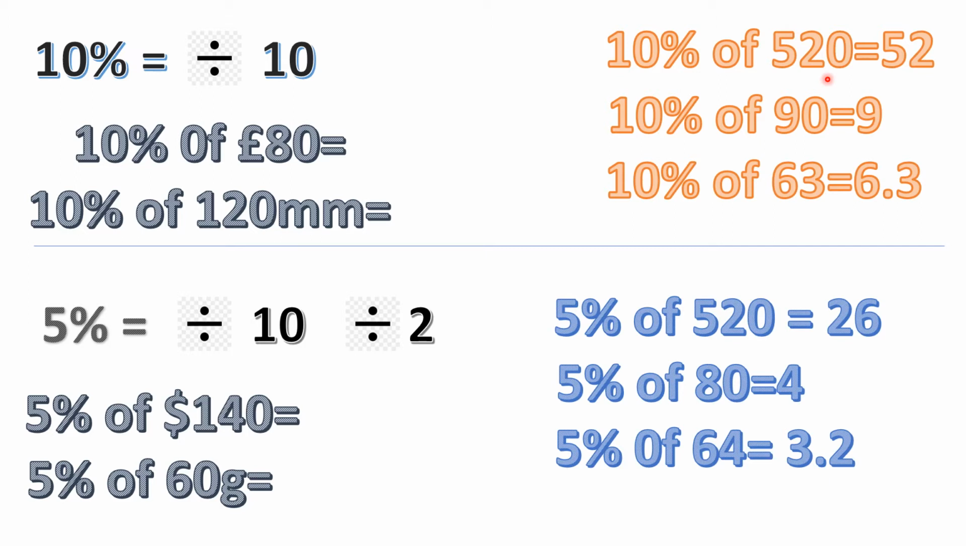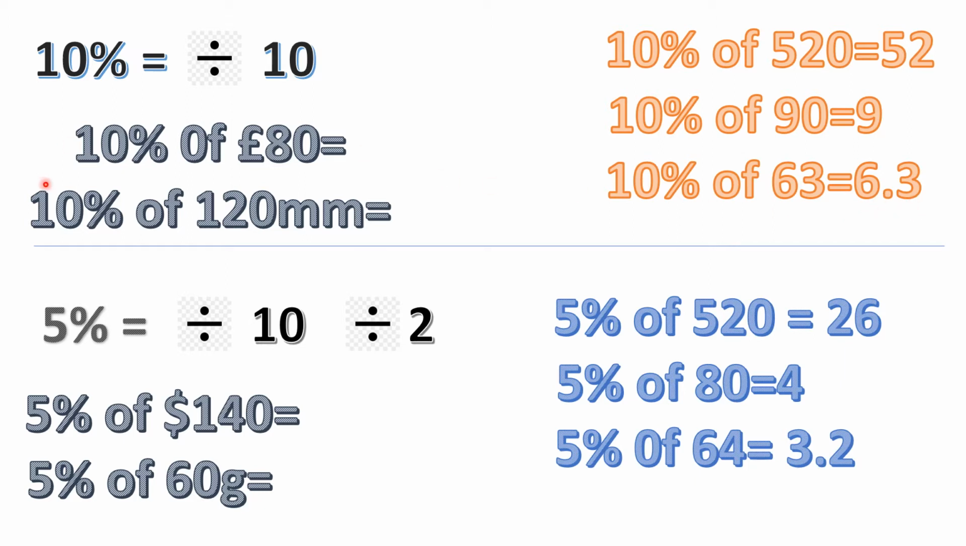10% of 520. 520 divided by 10 equals 52. 10% of 90. 90 divided by 10 equals 9. 10% of 63. Well, 63 divided by 10, when you divide a number by 10, the digits move one place to the right, so it becomes 6.3.